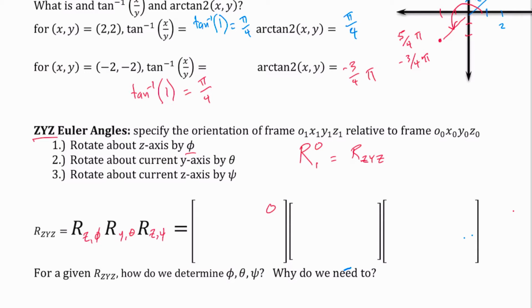And so our first one's around z, so 0, 0, 1. And then we've got our cosine, sine. Next one we have is our rotation about our y-axis, so we can write that part in easily. And remember, in this one, we've got our negative sine theta over here and our positive sine theta up here. And then we've got another rotation around the z-axis.